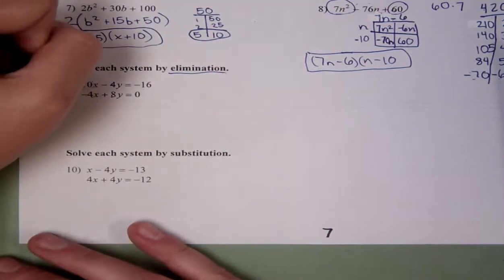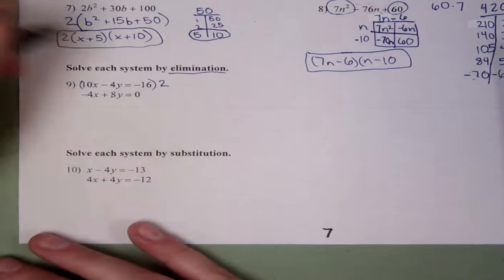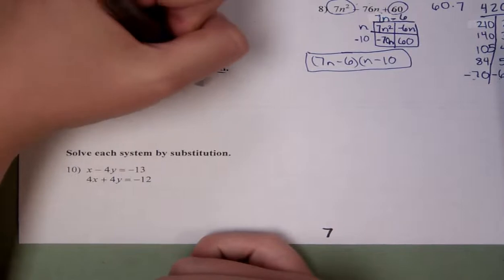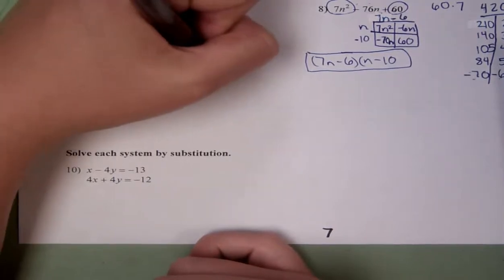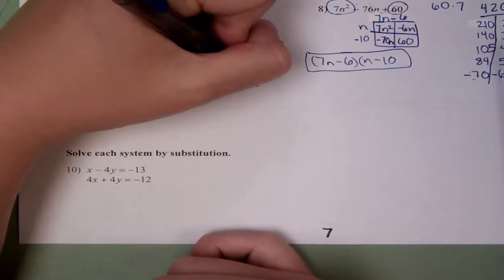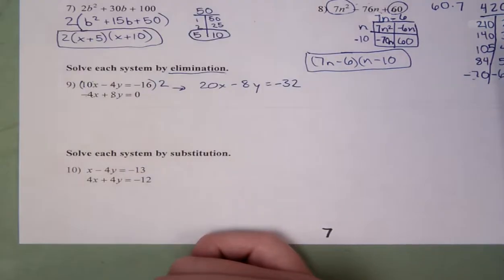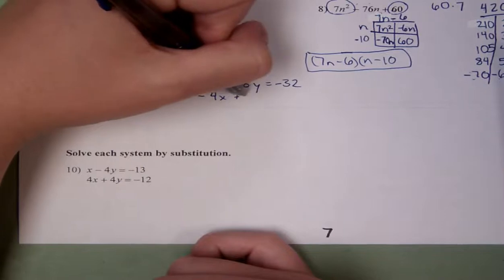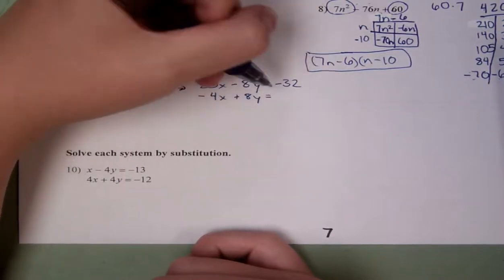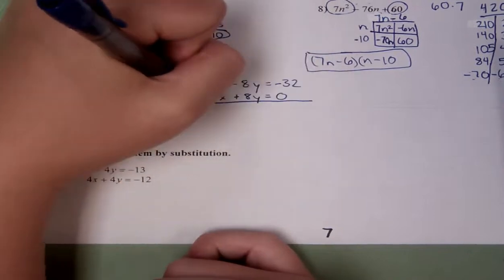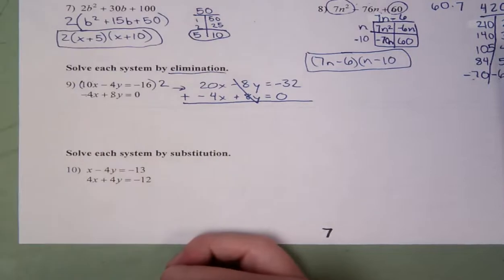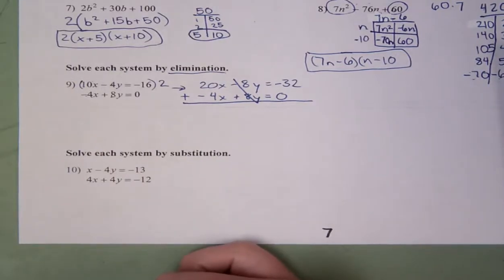So the way I'm going to do that is I'm going to take this whole equation and multiply it by 2, and I'm going to rewrite it over here. So 2 times 10 is 20, 20x minus 8y equals negative 32. You have to multiply every single one of them by 2, and then I'm just going to rewrite this one, negative 4x plus 8y equals 0. And then we're just going to add these two together. The reason this works, and you can cancel out when adding them, is because they have opposite signs. So you've got to make sure you do that.